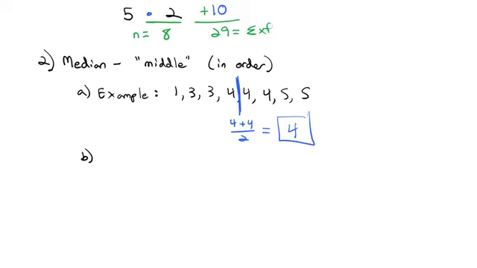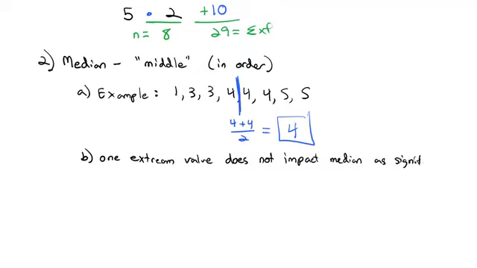And the big advantage of the median is that one extreme value does not impact the median as significantly as the mean. It's a little more stable.